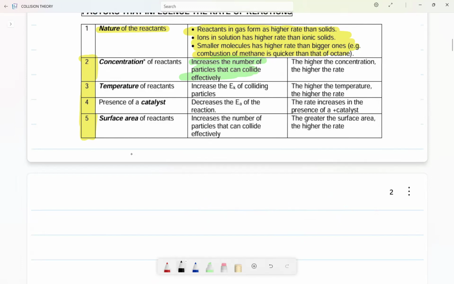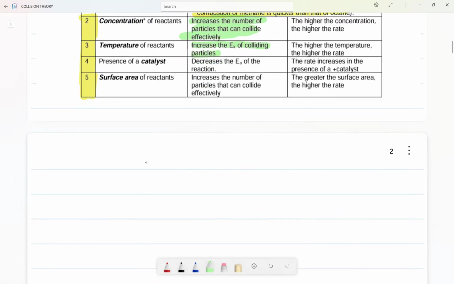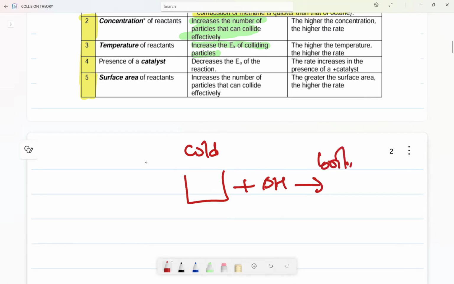Now, the temperature. Remember, it says it increases, highlighter, increases the kinetic energy of colliding particles. Indeed. Remember now, let's talk about boiling water. This is a very nice example. Cold water, then plus heat. And I'll just say plus heat like this. It will give me boiling. I want you to see boiling water.